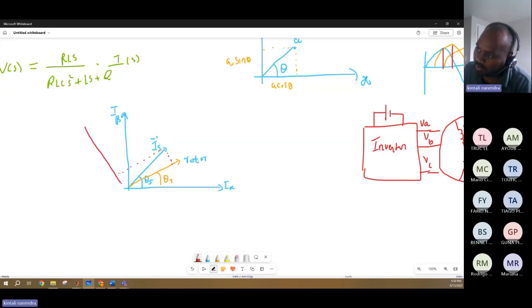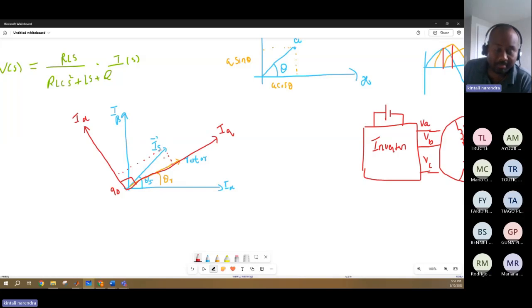So I have two more axes here. One is in the direction of the rotor, another one is 90 degrees to this rotor. This is called ID and this is called IQ. ID and IQ are 90 degrees to each other.